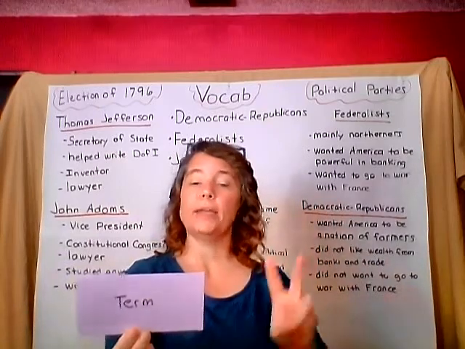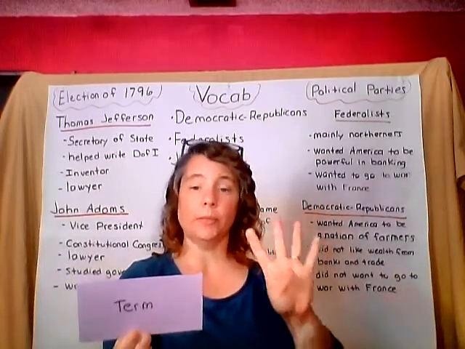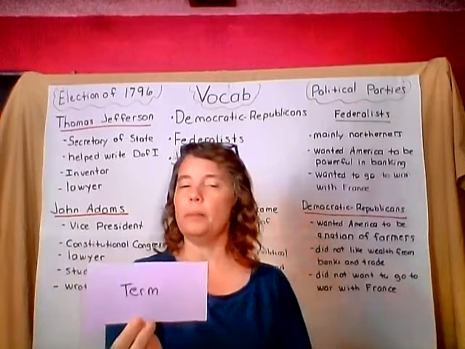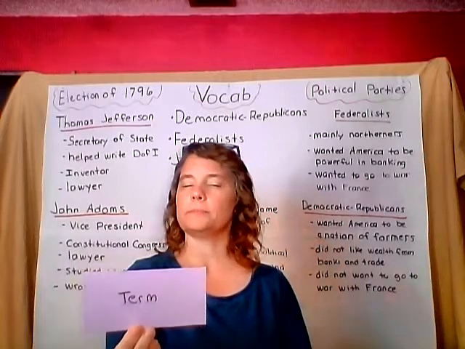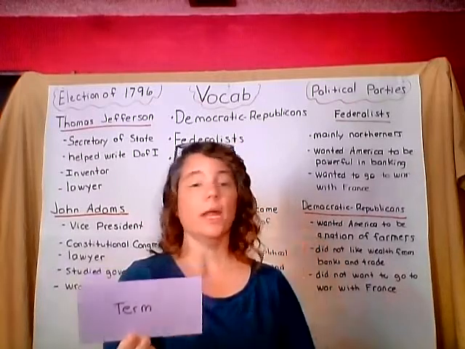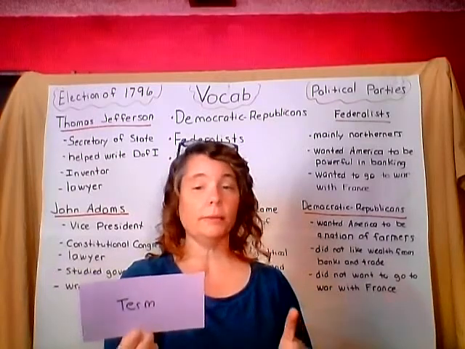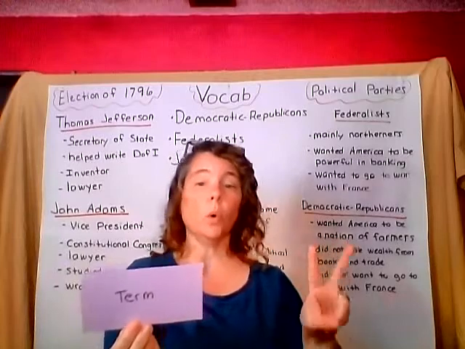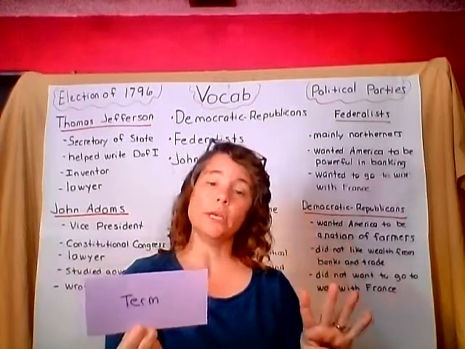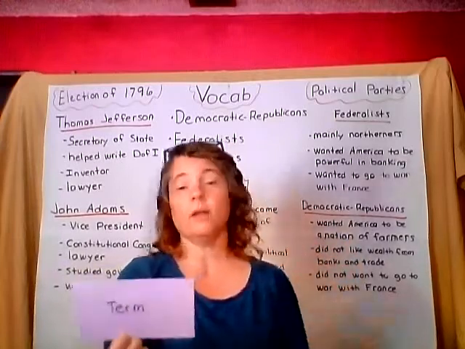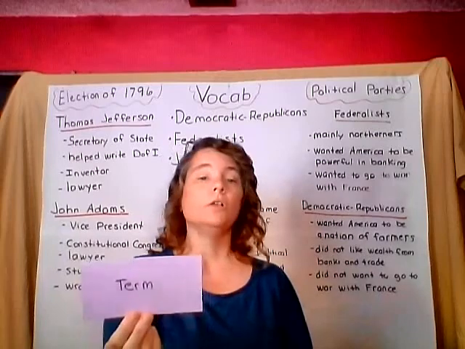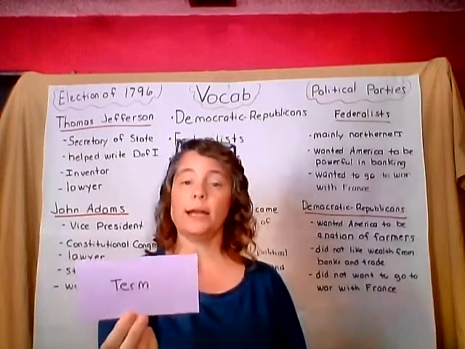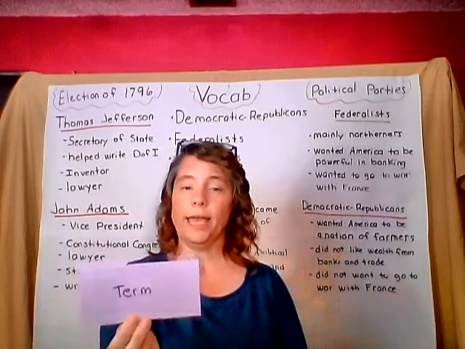So because he had 2 terms and each term is 4 years, how many years was he president? 8 years, that's right. Not every president gets to be a president for 8 years. You either get 1 term or 2 terms. So you're either 4 years or 8 years, depending on if you get elected or not. So George Washington did. He got elected for 2 terms, so he had 8 years.